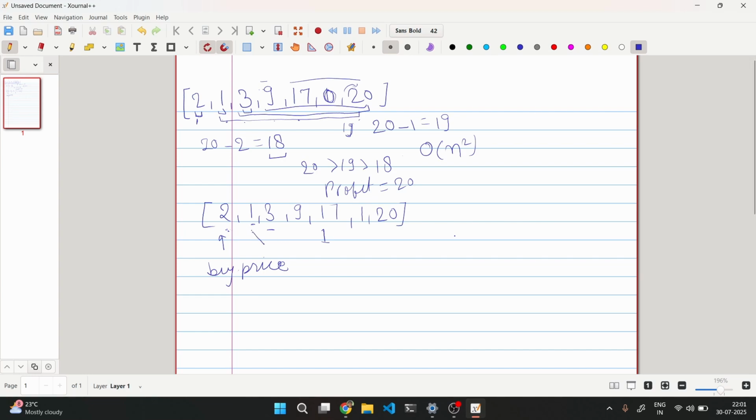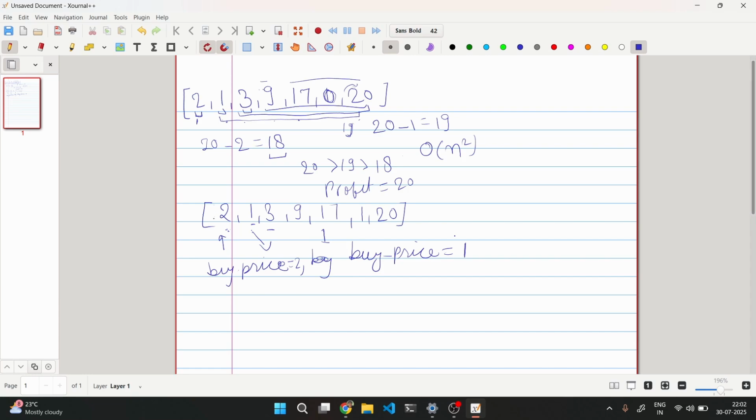So we will update our buying price as this. Now our buy price was earlier 2, because we have found a smaller price than our buying price. So our buy price will be 1 instead of 2. If we find any value smaller than 1, then we will update the buying value.